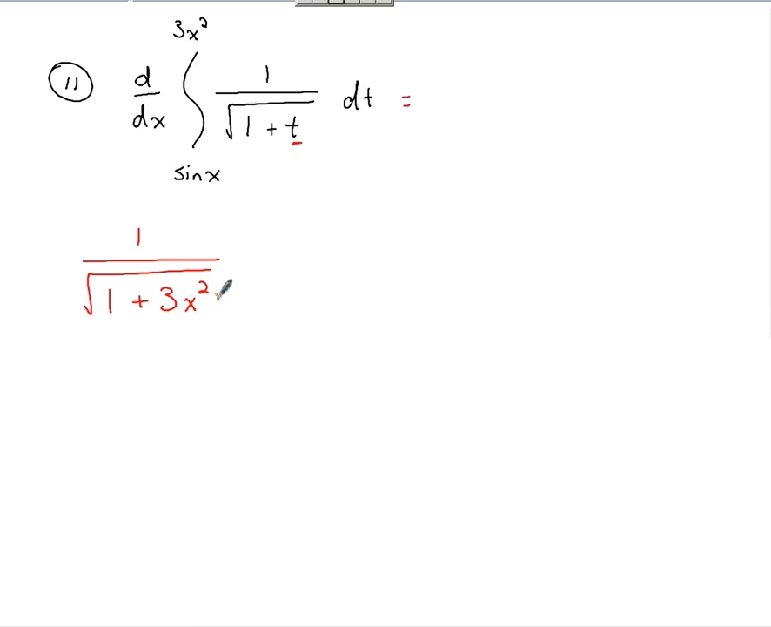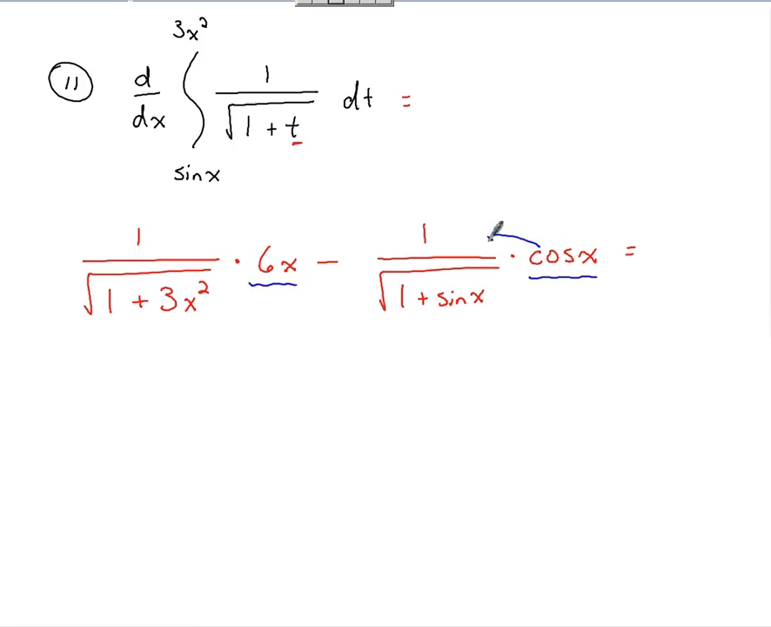On the end of this function, we tack on the derivative of 3x squared that we plugged in. That would be 6x. From that, we subtract. Now take sine of x down here, plug in for t. We've got 1 over square root of 1 plus sine of x. To this, we multiply on the derivative of that sine of x we just plugged in, which would be cosine of x.